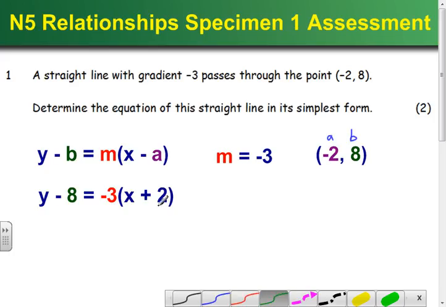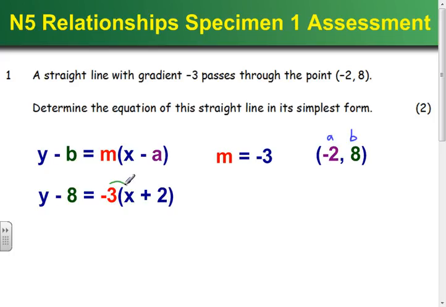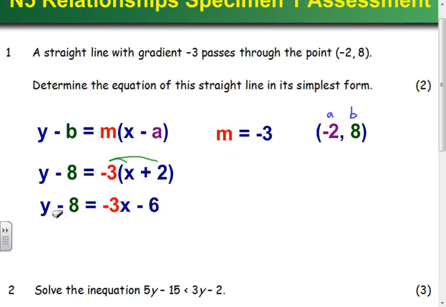Okay, now what we want to do is multiply the bracket by the -3. We're going to leave the y take away 8 alone on this side, so we're just going to rewrite it again. Now -3 times x is -3x. And we have to be careful here because we're doing -3 times 2, which is -6. And just to finish off, if you add 8 to both sides, because that will give you y, so plus 8 here, -6 add 8 is 2, and that's your final answer.